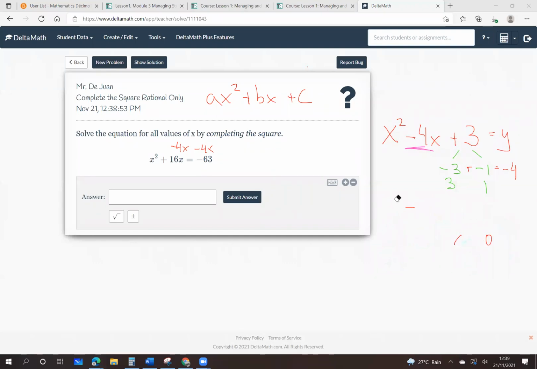Like I said, you can do completing the square, no problem, but that's the shortcut. I promised you guys the shortcut was in the video, and there it is. Factor what you have and just use the zero product property.